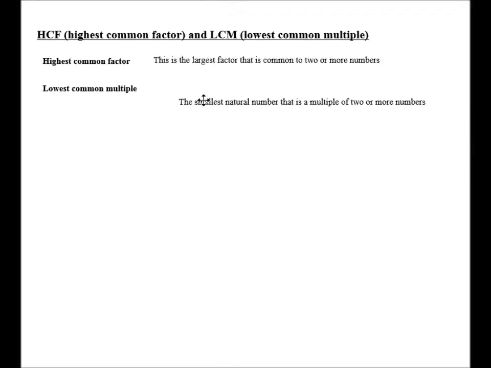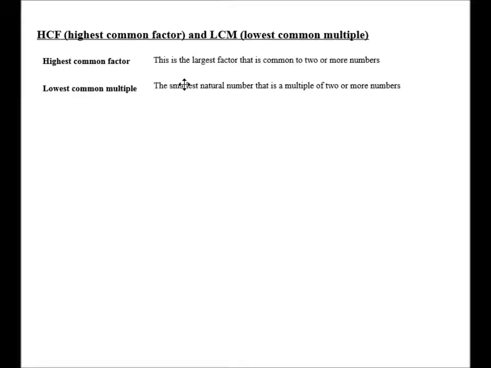Good day, mathematicians. Today's topic is highest common factor, HCF, and lowest common multiple, LCM. The name tells you exactly what we're looking for. So the highest common factor is the largest factor that is common to two or more numbers. The lowest common multiple is the smallest natural number that is a multiple of two or more numbers.